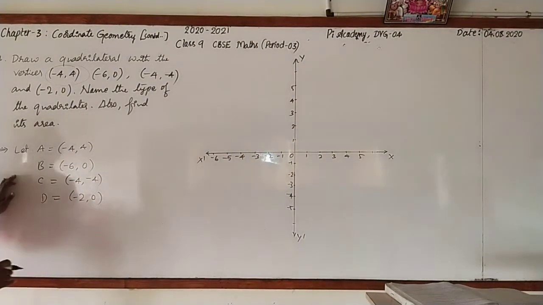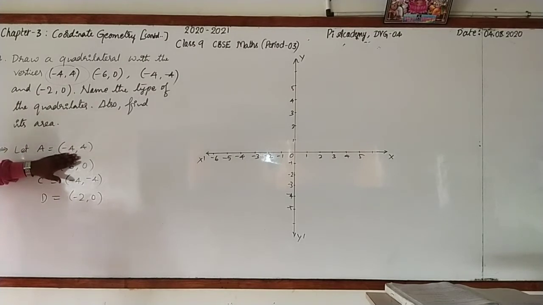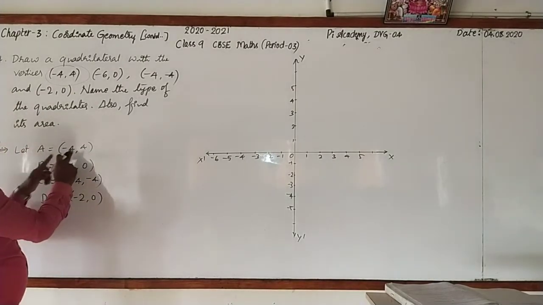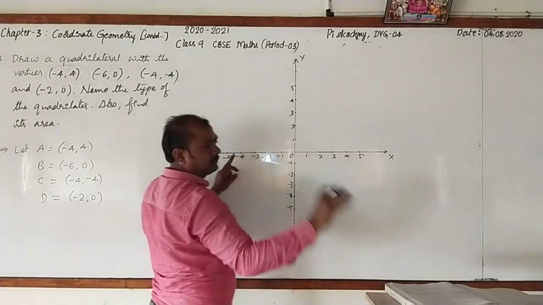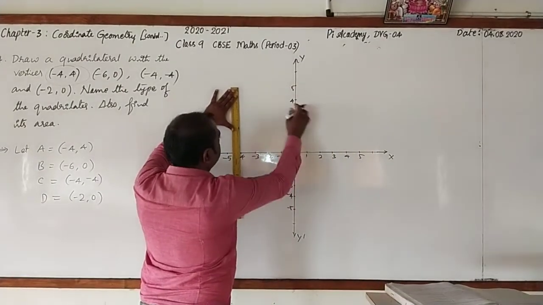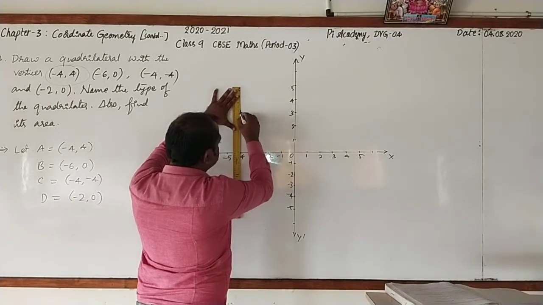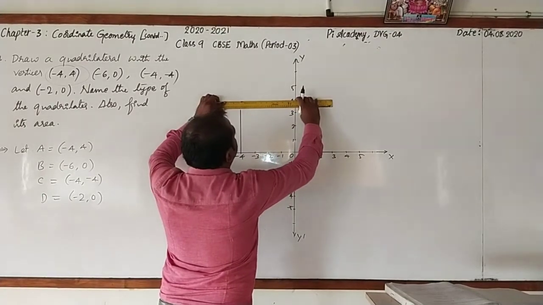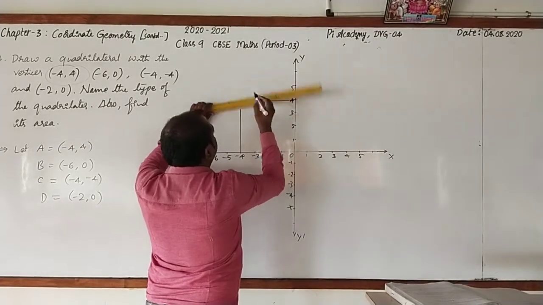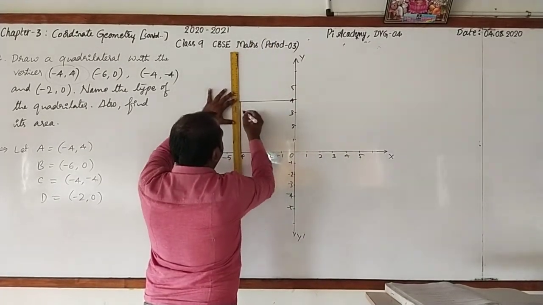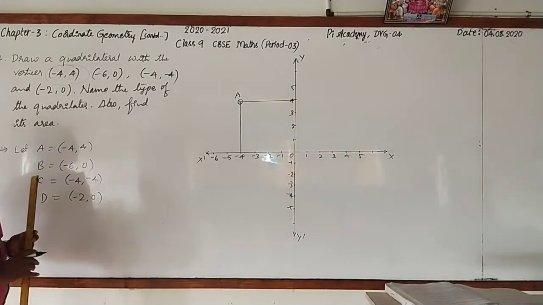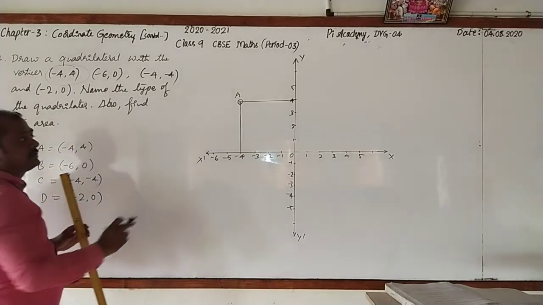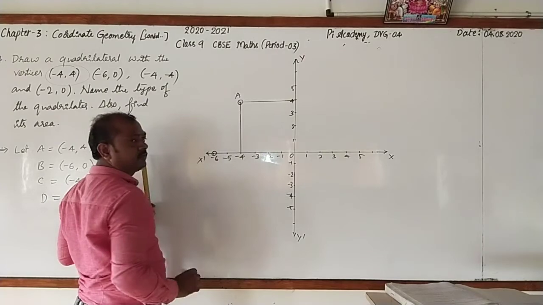Okay, just let us draw the quadrilateral with these vertices. Let us go for marking them in the Cartesian plane. (-4, +4) comes in the second quadrant. The point that comes here is A. Next, (-6, 0). That comes here, right?